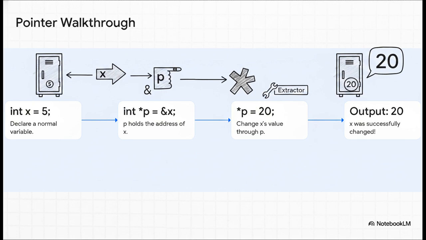Step 1, we declare int x equals 5. Totally normal variable. Step 2, we declare a pointer, p, and set it to the address of x using our locator, the ampersand. Now, p is pointing right at x's locker. Step 3 is where the absolute magic happens. Asterisk p equals 20. We use our extractor to physically open the locker that p is pointing to and swap that old 5 out for a fresh 20. Now look at step 4. When we go to print the original variable x, boom, the output is 20. So the massive takeaway here is that changing the value through the pointer actively changes the original variable, simply because they are both talking about the exact same physical locker.